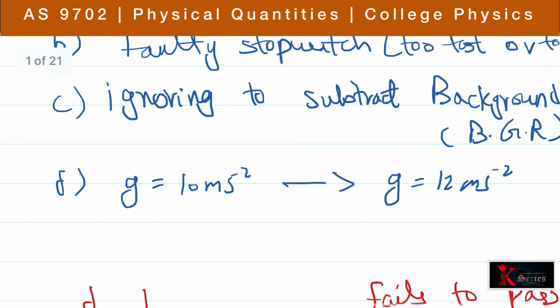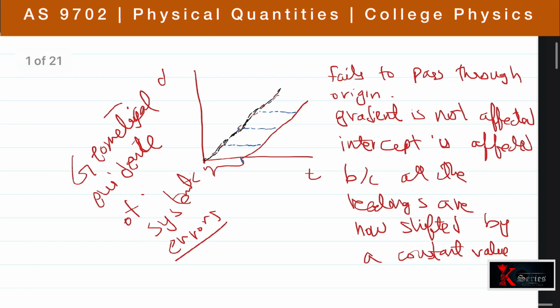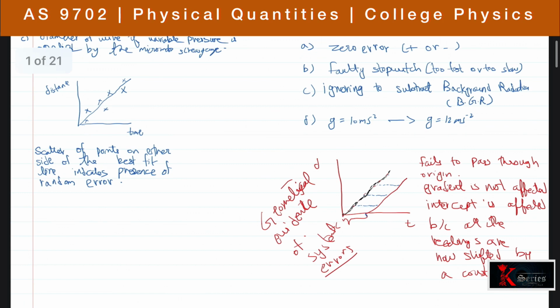So this graph would be a geometrical evidence of systematic errors, because, A, the graph is not passing through the origin, which shows that the systematic error is present, and secondly, the gradient of the line is the same, which shows that there is no variable sign. However, since the intercept is being affected, we know that there is either an overstated result or an understated result. Therefore, it confirms the presence of a systematic error. So this graph is a geometrical evidence of systematic errors.